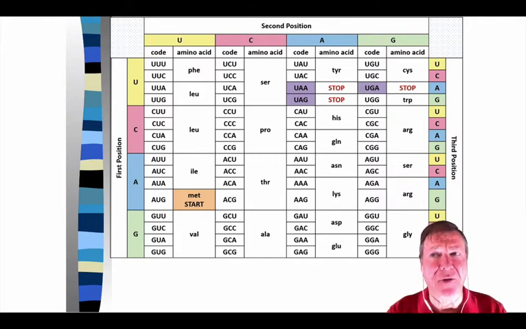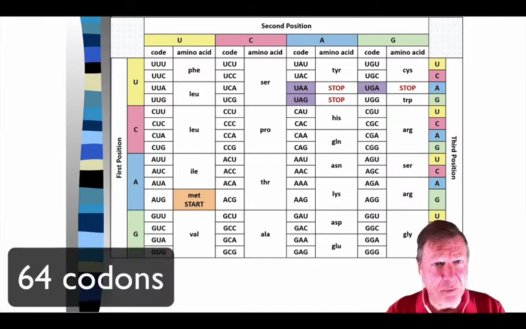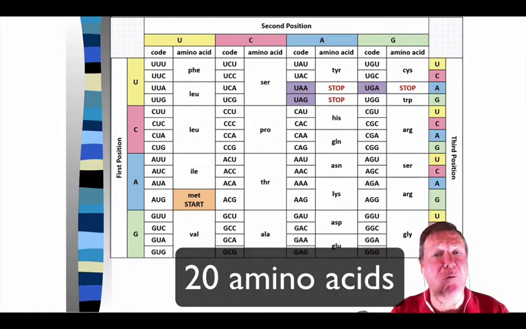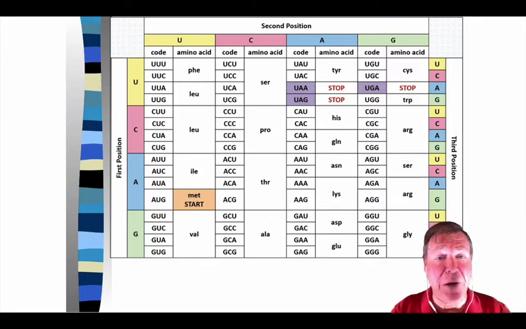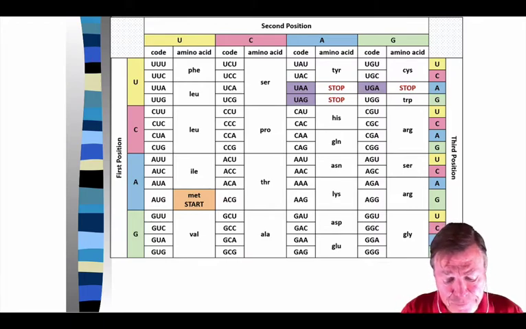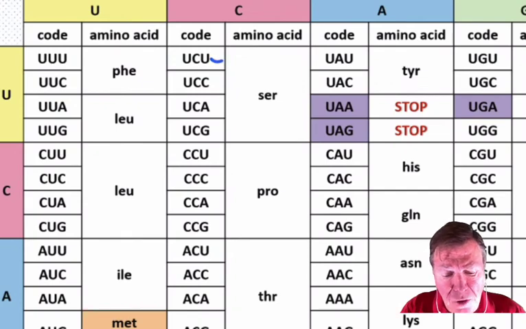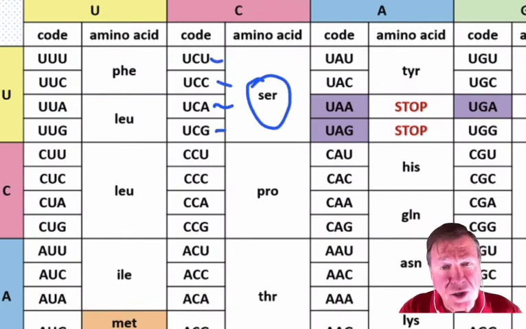Here's the thing to think about. There are 64 codons, but there's only 20 amino acids. So some of those codons code for the same amino acid. And you can see that right up here. Like UCU, UCC, UCA, and UCG all code for serine.